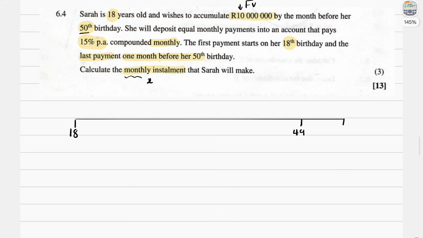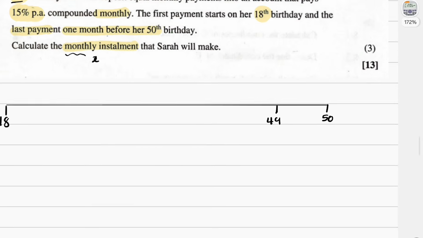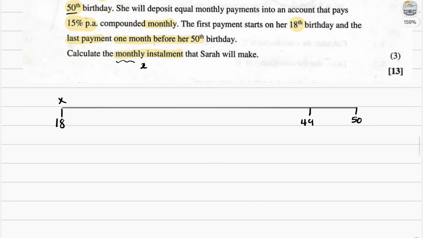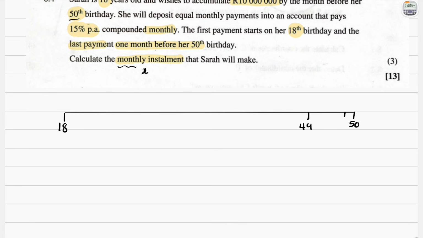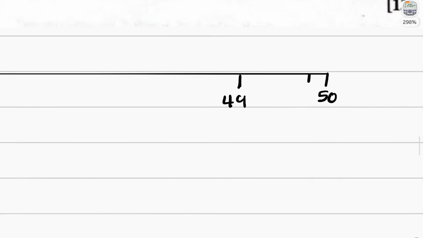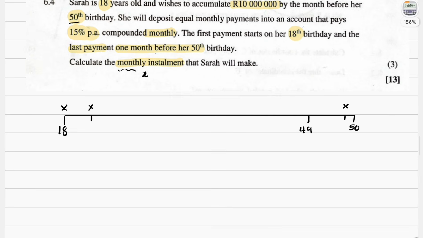So let's see. Now, the reason I'm looking at 49 here is because she doesn't make the payment on her 50th birthday. But this does not seem like it's going to matter because she still makes it a month before her 50th birthday. So every month she's going to make a payment, okay? When she's 18, she would have made all those months' payment. When she was 19, she's going to make all those months' payment, and so on. Now, with this one, she's still going to make all the months' payment, and the last payment is 1 month before her 50th birthday, okay?